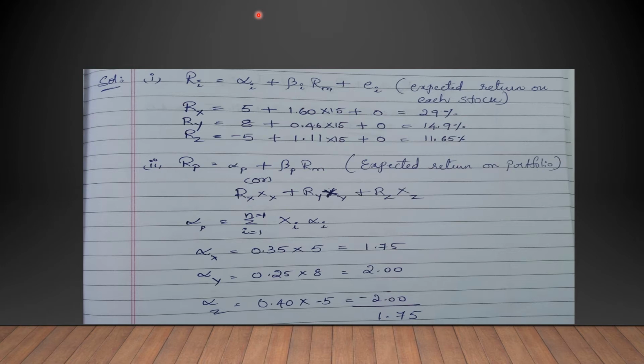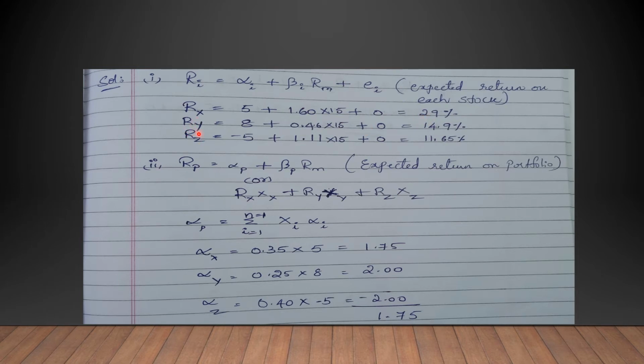1.6. 1.6 into Rm. Rm is also given in the question, just check the question, given that the market return for the same period. So the return of the market is given, that is 15%. You have to take that value, 15, plus Ei. It's not specified anywhere, so that's why it will be 0. If you calculate this, you are going to get 29%.